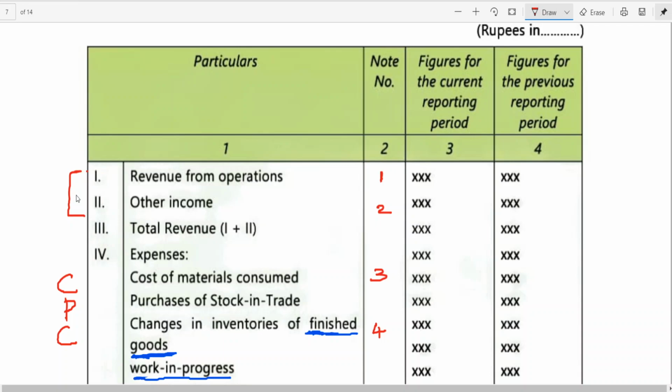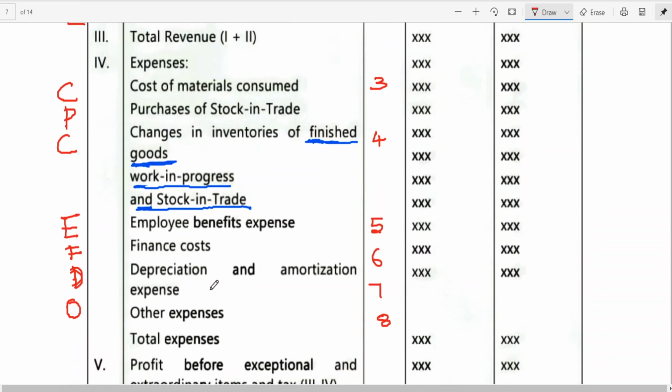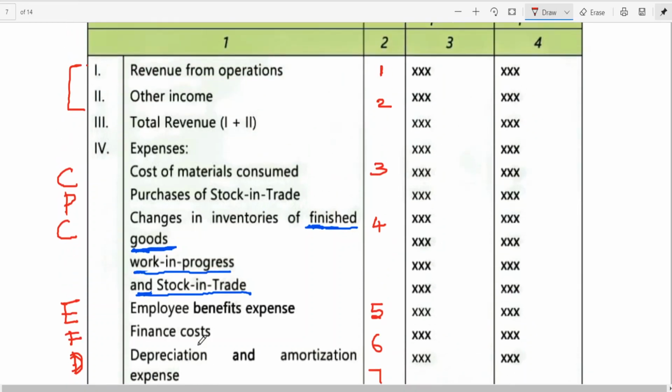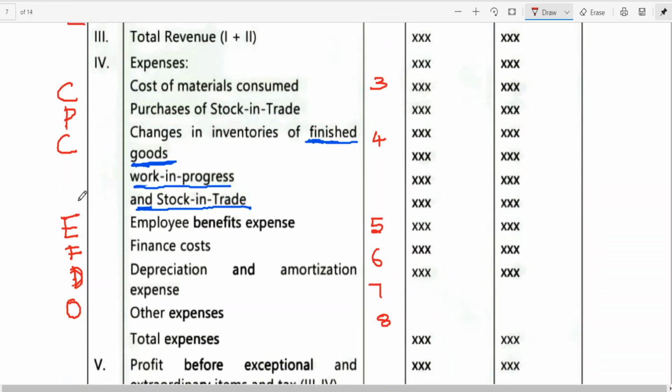If you look at the expenses, we have cost of materials consumed, purchases of stock in trade, changes in inventory of finished goods, work in progress and stock in trade, employee benefit expenses, finance cost, depreciation and amortization expenses, and other expenses. If you add all those things, you get total expenses. That is why, in simple words, I have given an abbreviation to remember them: CPC EFDO.